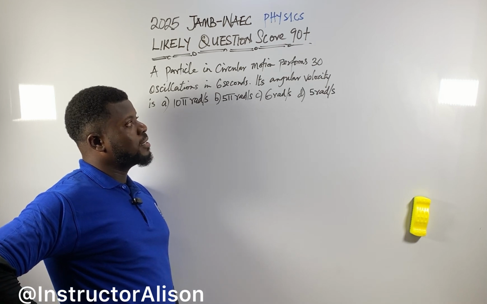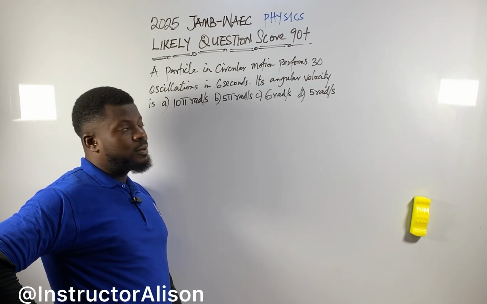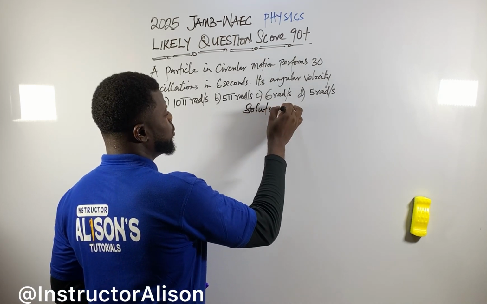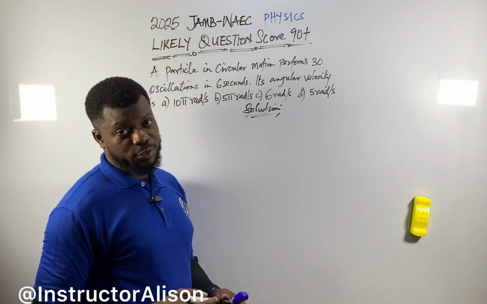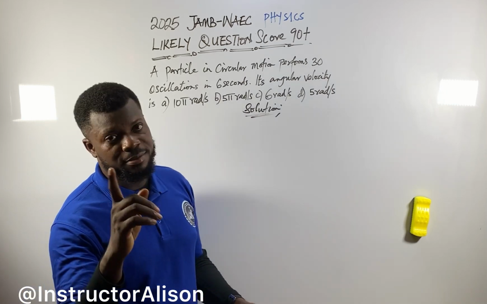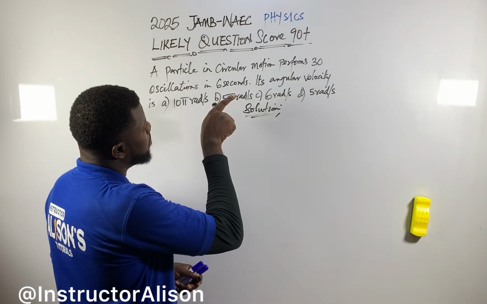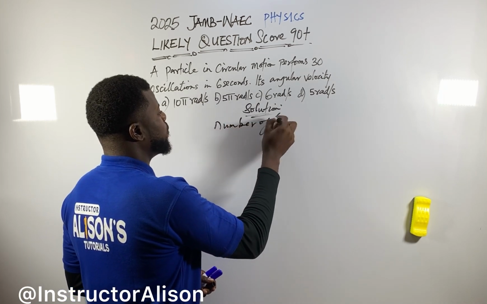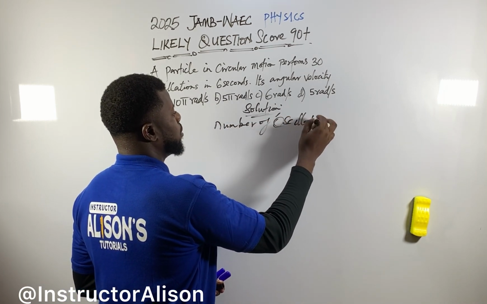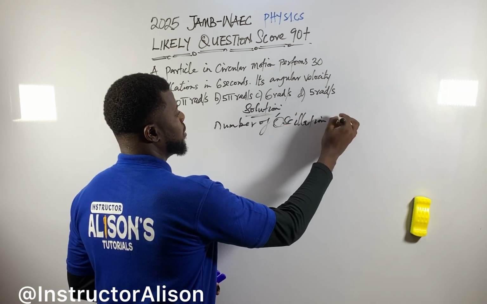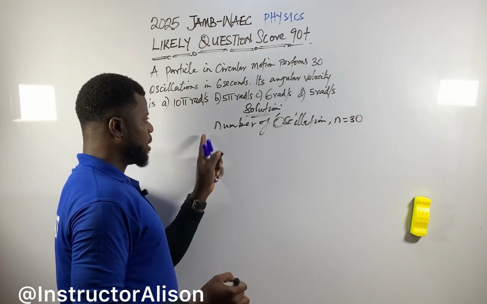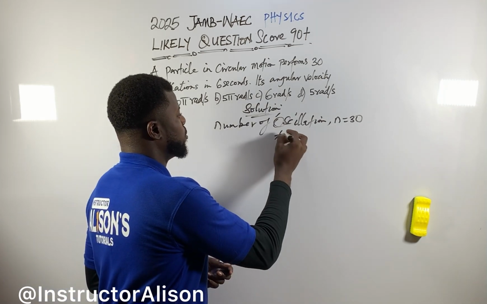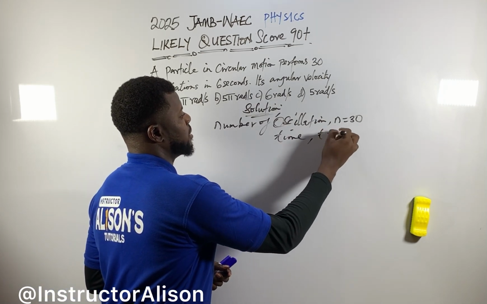So make you find the angular velocity. If you don't understand the equation, to solve that problem, first thing, bring out those things when they talk. They say performs 30 oscillations. That means number of oscillations will be n equal to 30. We use n for number of oscillations, 30, in 6 seconds, that's time.